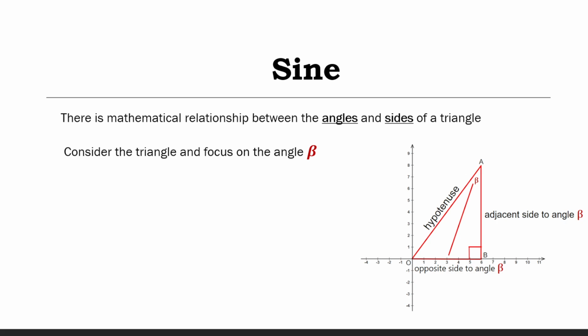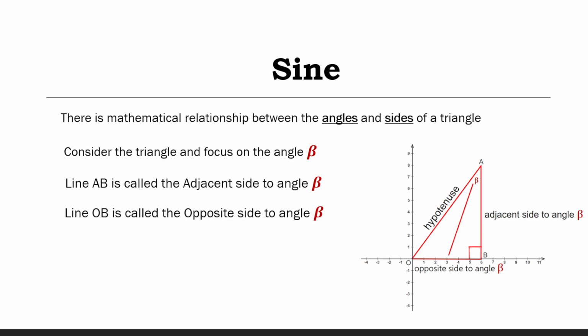Given again the same triangle AOB, let us focus now on angle beta. The line AB is called the adjacent side to angle beta. The line OB is called the opposite side to angle beta. The line OA is called the hypotenuse.